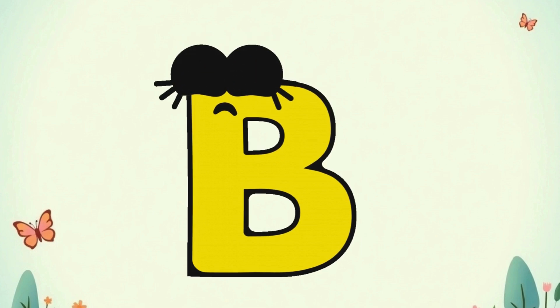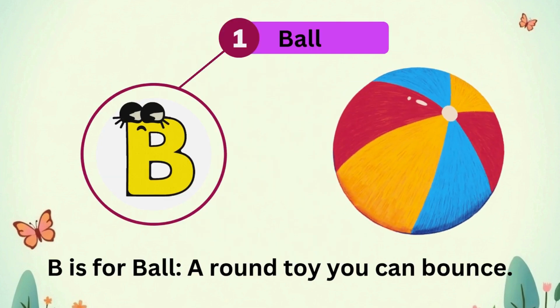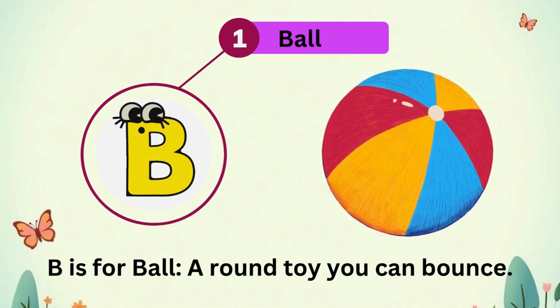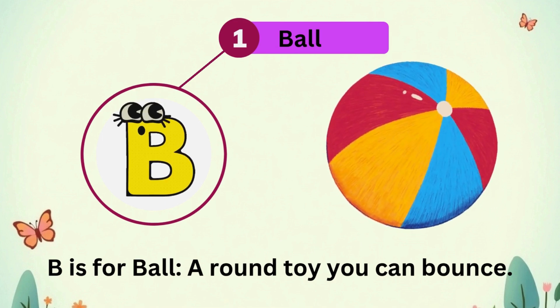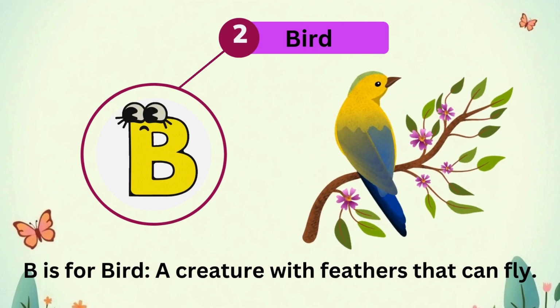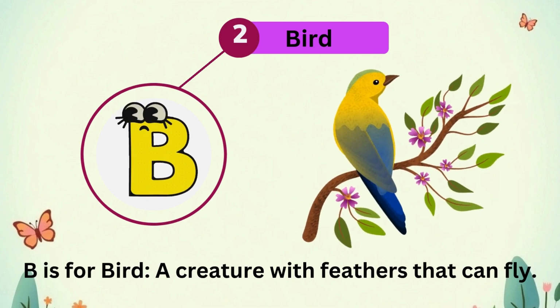B. B is for ball, a round toy you can bounce. B is for bird, a creature with feathers that can fly.